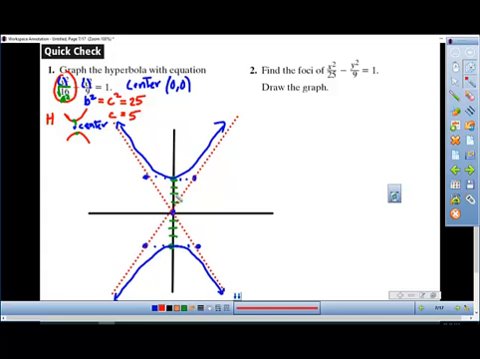So then the distance going up is going to be 5. So let's see, if this is 1, 2, 3, 4, 5, that would be where my focus is. Focus right there, and then I go down 5. That's where my focus is. And that's how you graph a hyperbola.